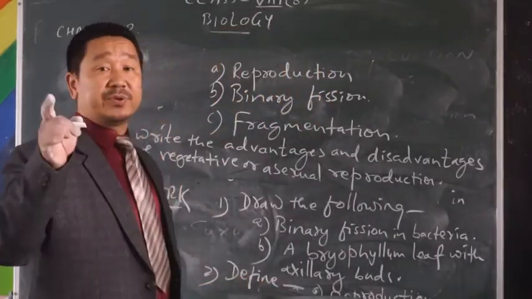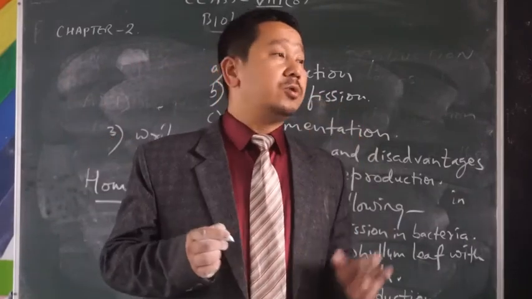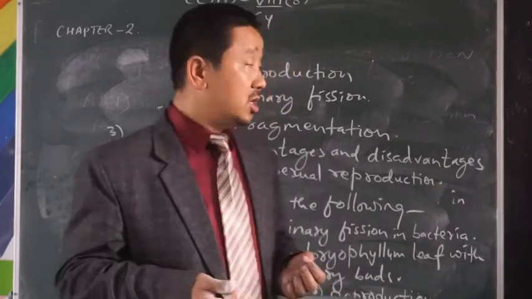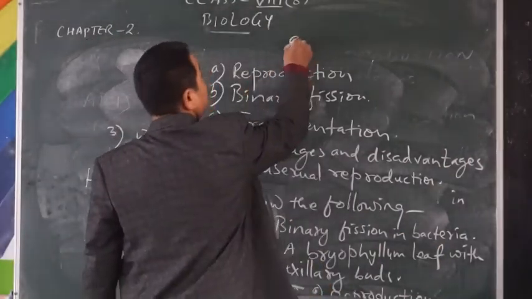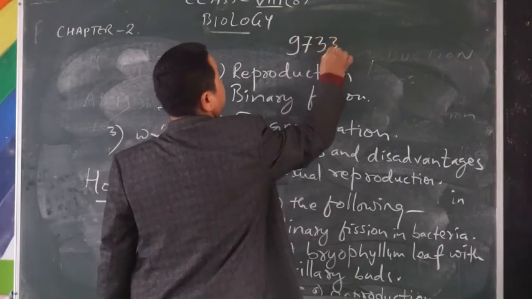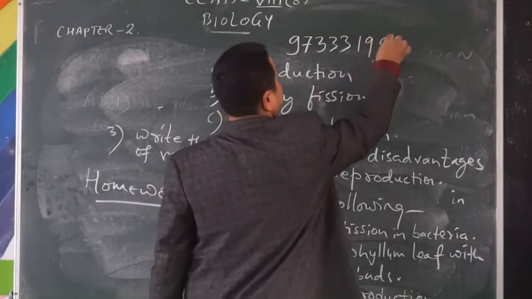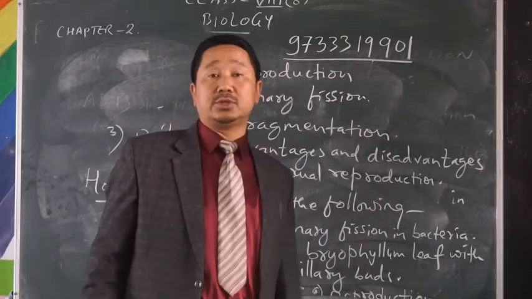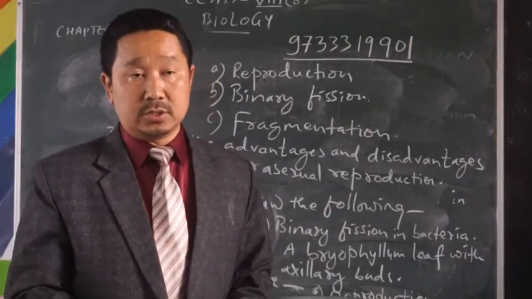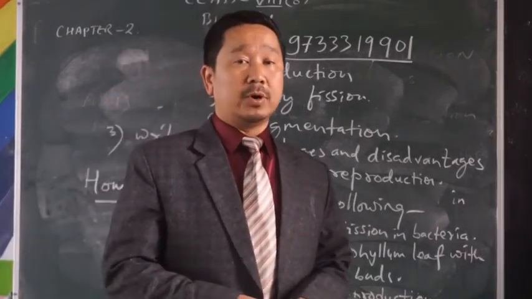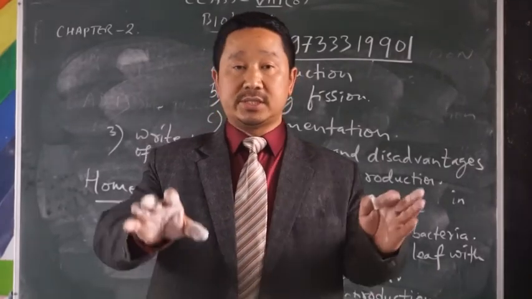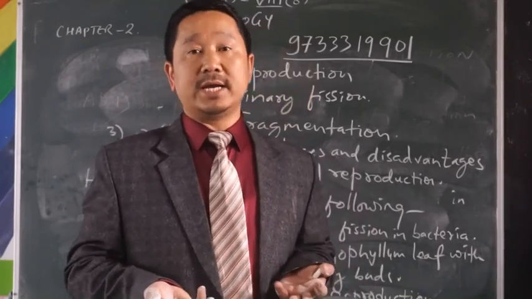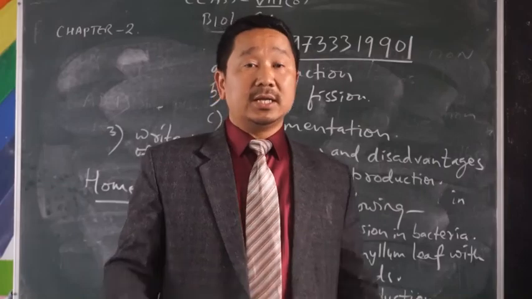If there is any confusion, and you want to clear all the doubts from the portion of the chapter taught, you can contact me on this number, 973-19901. I hope you all have understood. If it is not clear, you can contact me, or whenever the school resumes, we can talk over it and whatever doubt is there can be cleared. Thank you so much.